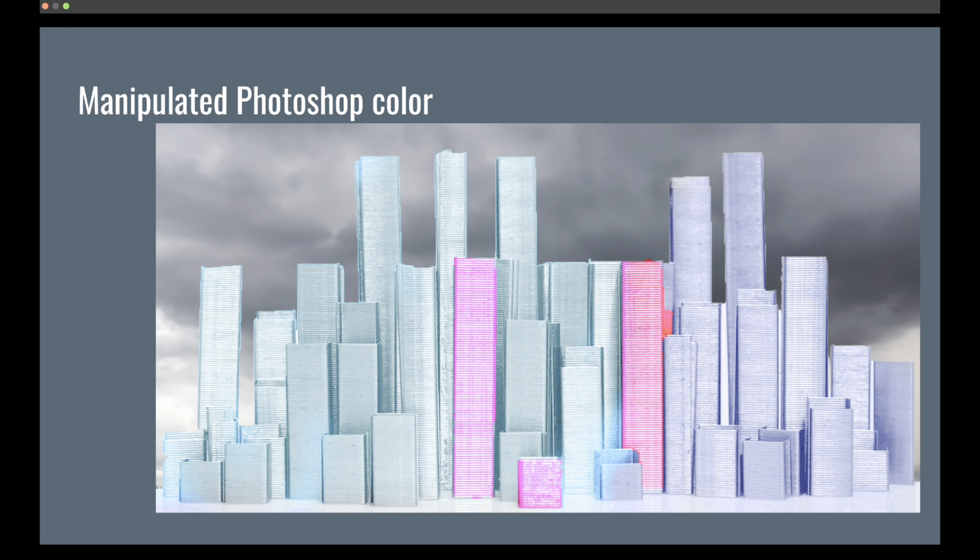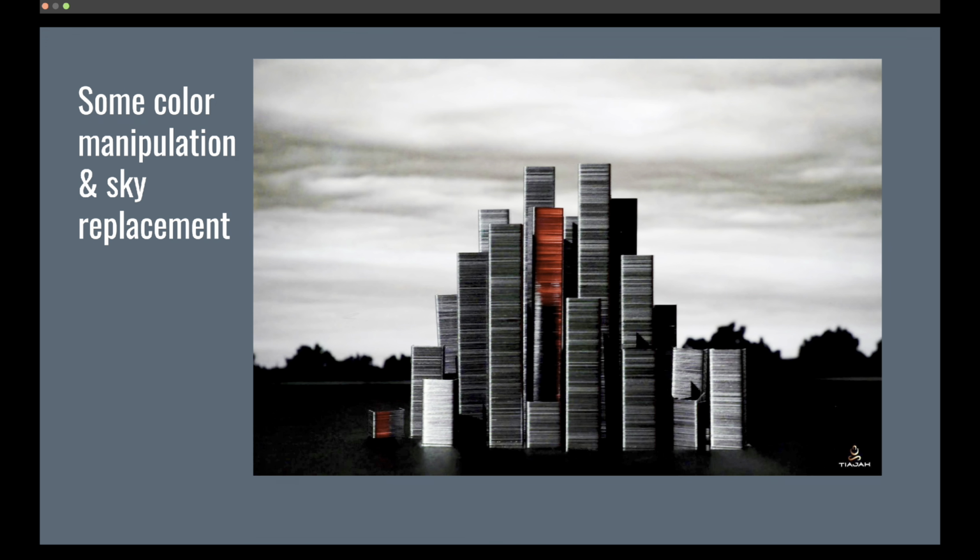But this one used manipulated color inside of Photoshop. So Photoshop actually manipulated the color through masks, hue and saturation adjustment layers, which I will show you later in this video. This one, a little less of the color manipulation. It's okay. So we have some red lights here. And this one has actually added a sky. It's not the most interesting sky in the world, but it does replace the sky.